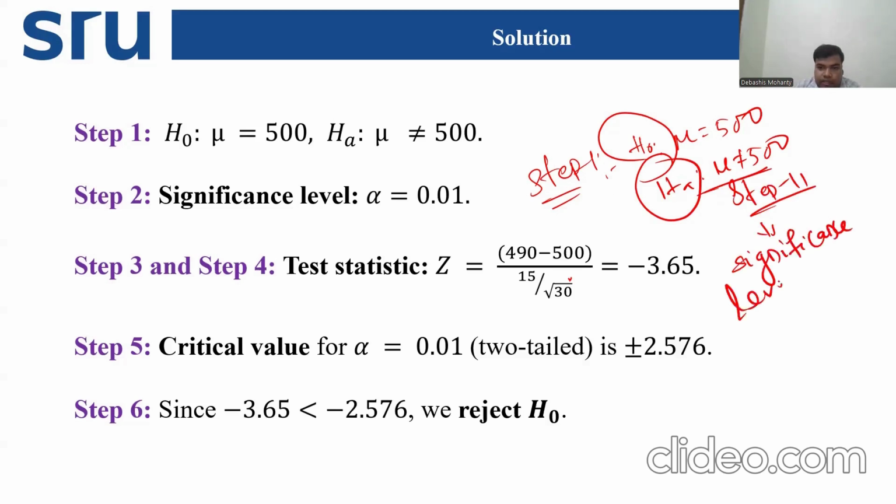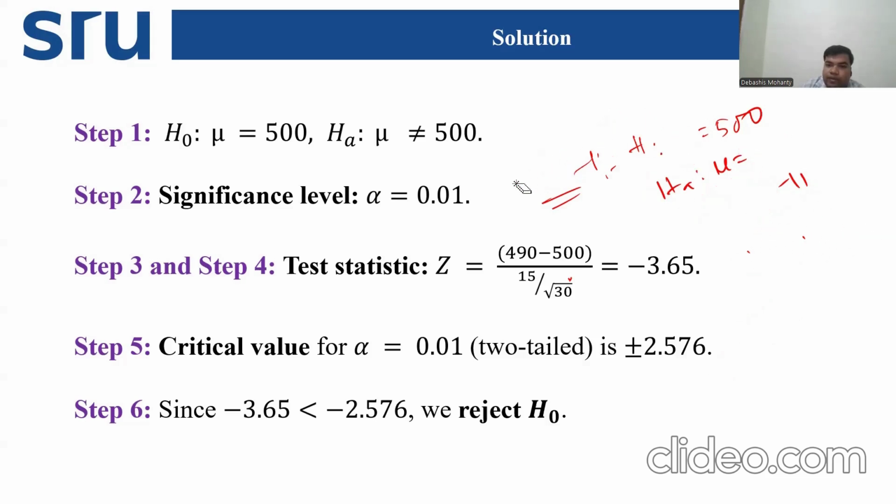So what is the significance level, students? Already it is given in the question. That is the alpha value, 0.01. This is the significance level. After defining the significance value, in the third and fourth steps, we have to test the statistic, meaning the Z value. So how to define the Z value? That is x bar minus mu divided by sigma divided by square root of n. That is very important.